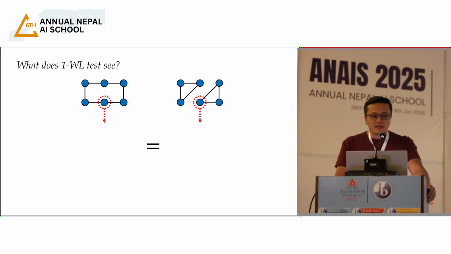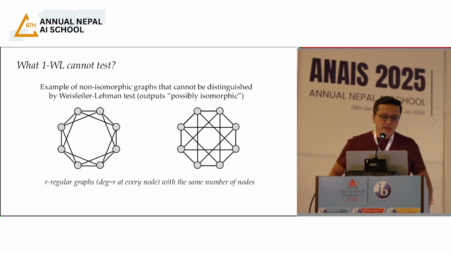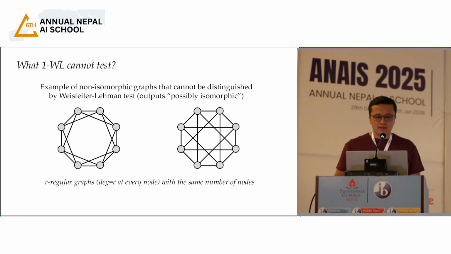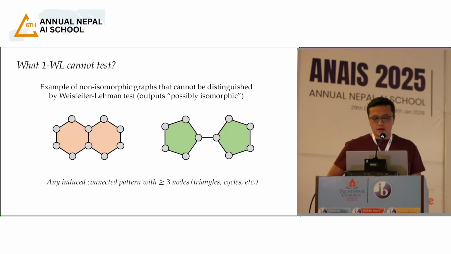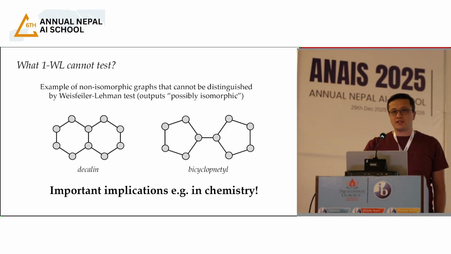So the problem here is that this kind of recoloring is very local and cannot really detect all kinds of differences between two graphs. There are many, many more examples, especially on regular graphs, which are not 1WL distinguishable. So these graphs can also not be distinguished by 1WL. Also these ones cannot be distinguished. And in fact, they show up in the real world, right? So these are not just synthetic examples.